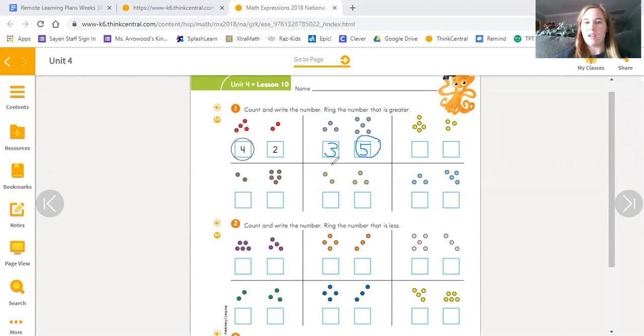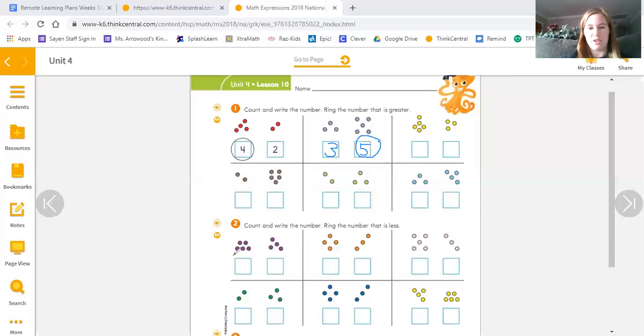Okay, so what you're going to do for the rest of them is the same thing. Count, write, and circle the one that is greater. Now, if we go down here, we're going to count and write the number, but instead we're going to ring the number that is less. And we know that less is the smaller. So let's do this together.